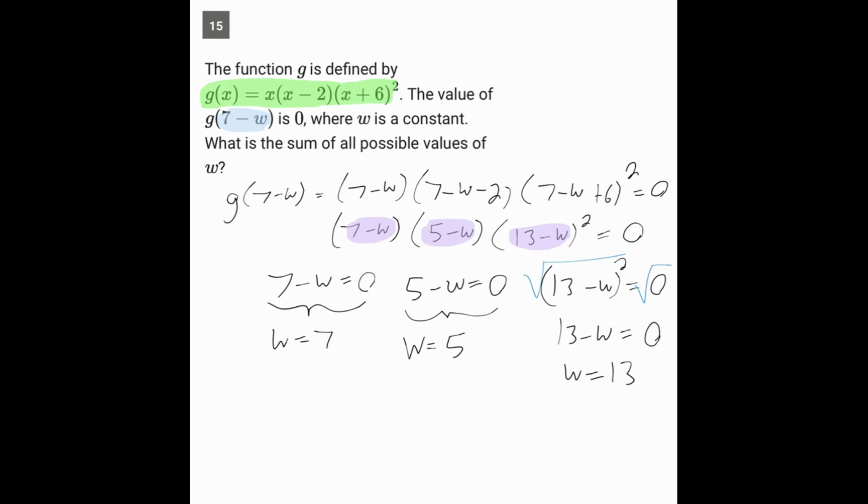And we're being asked for the sum of these 3 values. 7 plus 5 plus 13 equals 25, and that's our answer.